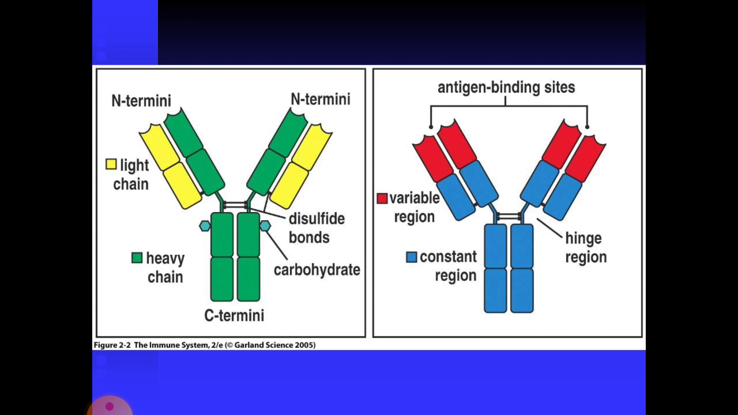Variable region is represented in red color with antigen binding sites, whereas the constant region is in blue color. Heavy chain consists of 3 constant regions and 1 variable region, whereas a light chain consists of 1 variable region and 1 constant region.